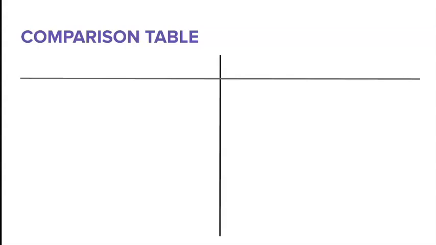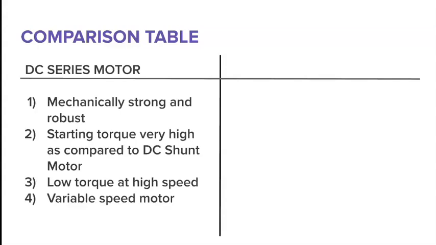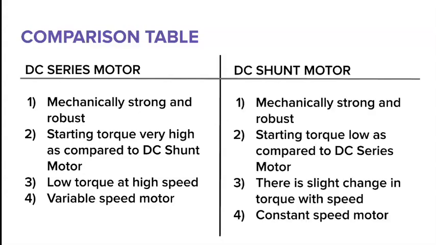So, to come to the conclusion, let us prepare a comparison table. I have made a comparison table between DC series motor and DC shunt motor. You can see the first point, it is suggesting that both are mechanically strong and robust, which is very good. But the second parameter, that is starting torque. Now starting torque, you can see in case of DC series motor is very high, whereas in case of DC shunt motor it is low.